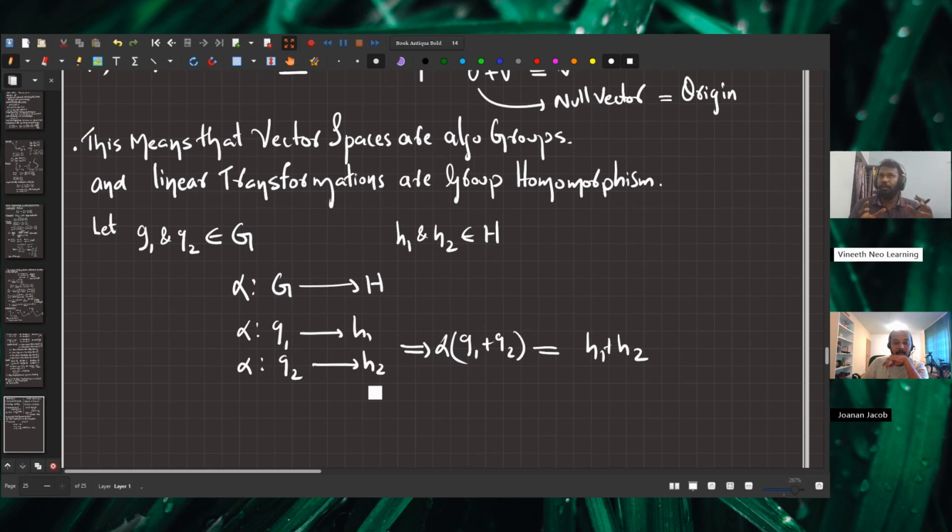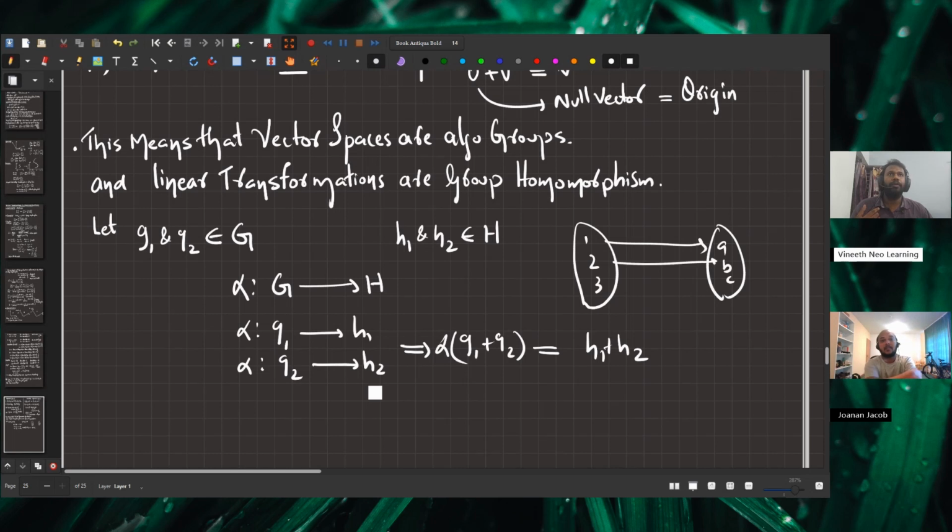Similarity in algebra. Let's say we have two sets here, 1, 2, and 3, and another set here, A, B, and C. If we map 1 to A, 2 to B, and 3 to C, and 1 plus 2 is 3, then A plus B should also be equal to C. That's it.